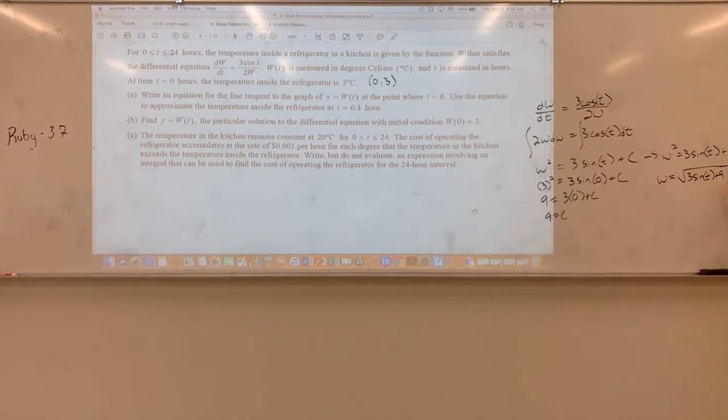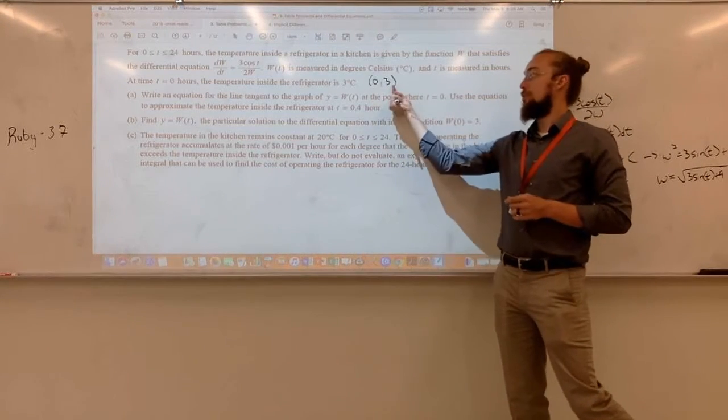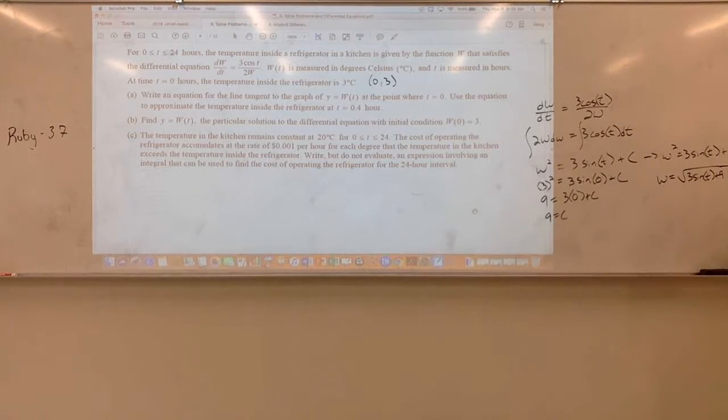So we get W equals the square root of 3 sine of t plus 9. Now, technically, we would only have the positive square root because our initial condition, if we plug in 0, we get a positive value out. So we would not put plus or minus here for our final answer. It would only be the positive root. Okay? That work right there is worth 5 points.